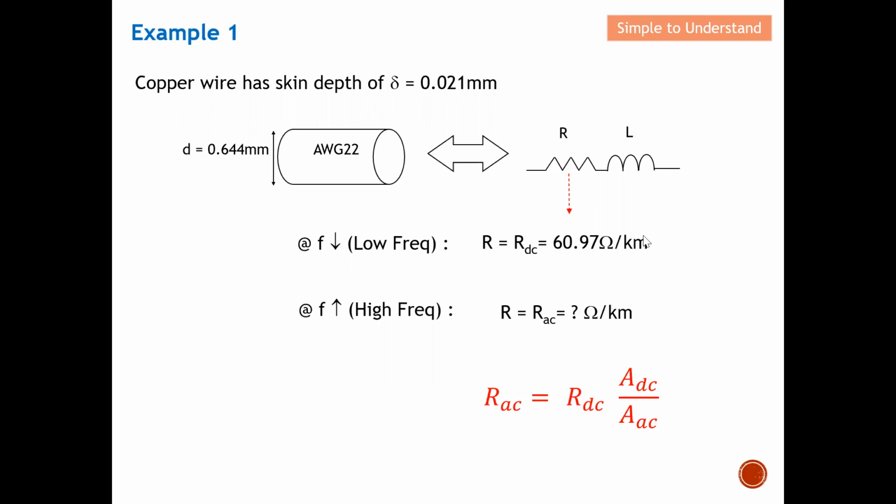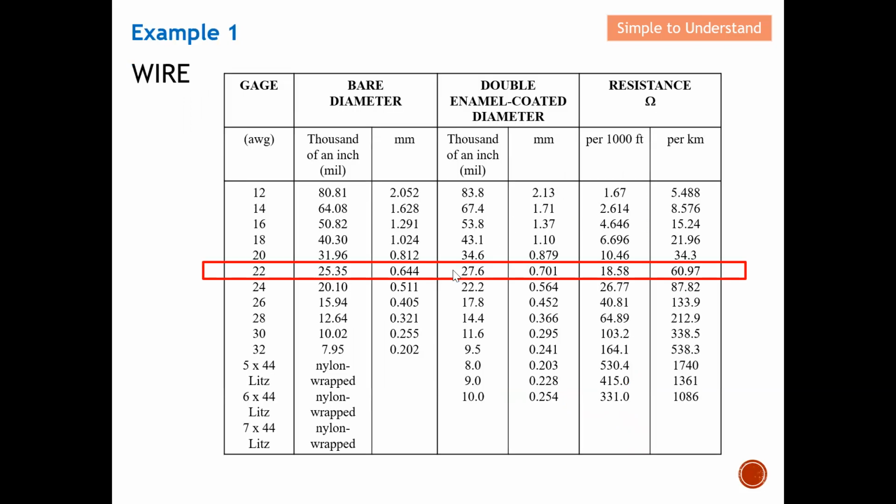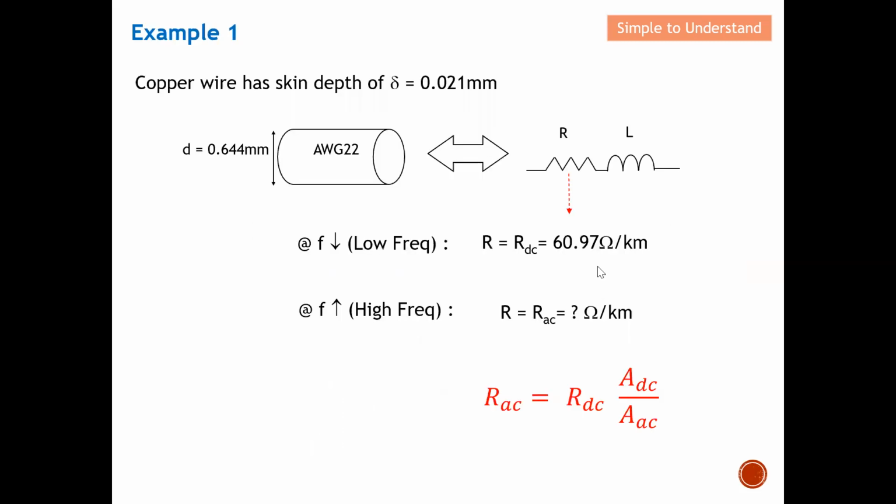Again, how can I obtain this number? Again, using the same AWG table, this column here shows the resistance in ohms per kilometer. The question asks for AWG22, so I can obtain 60.97 ohms per kilometer. This is how I obtain this number here.